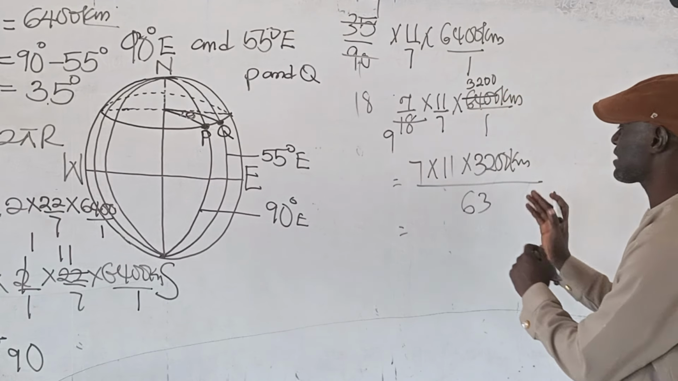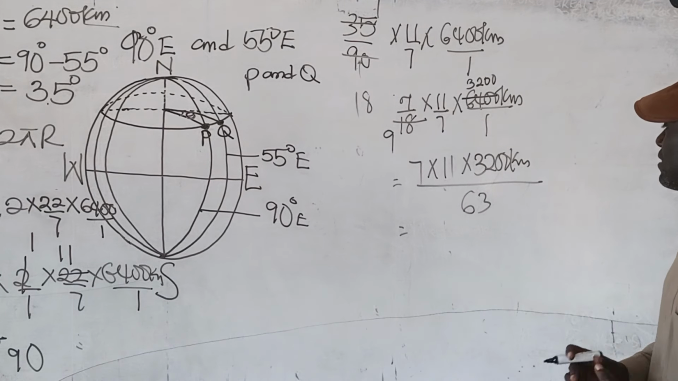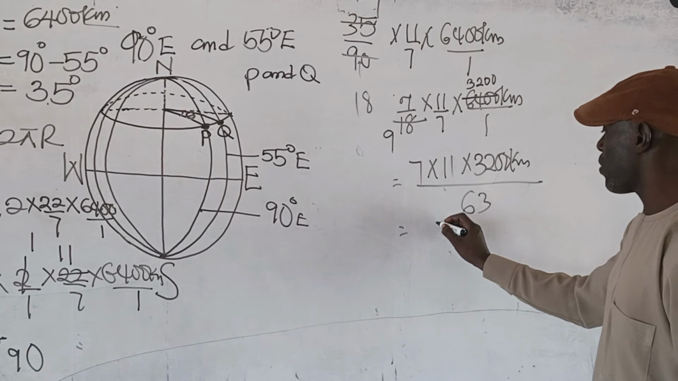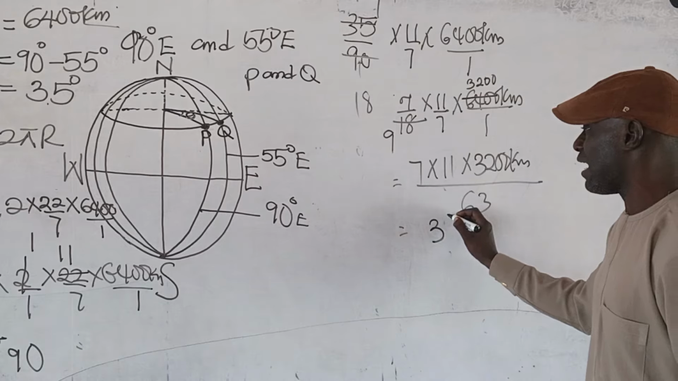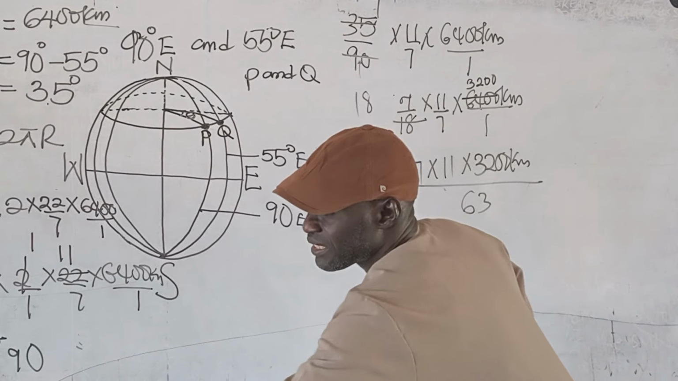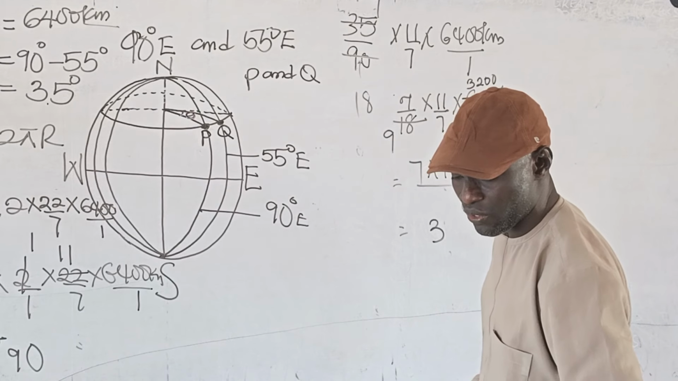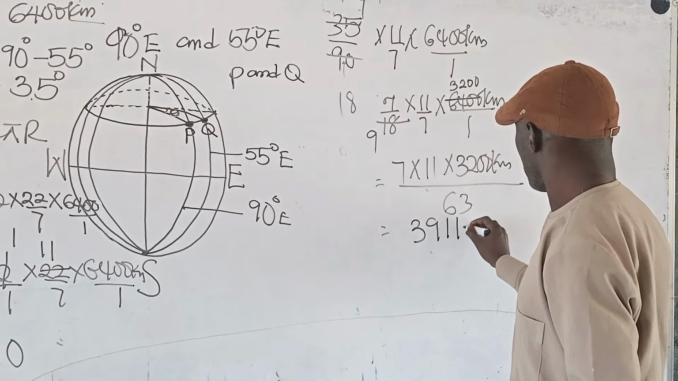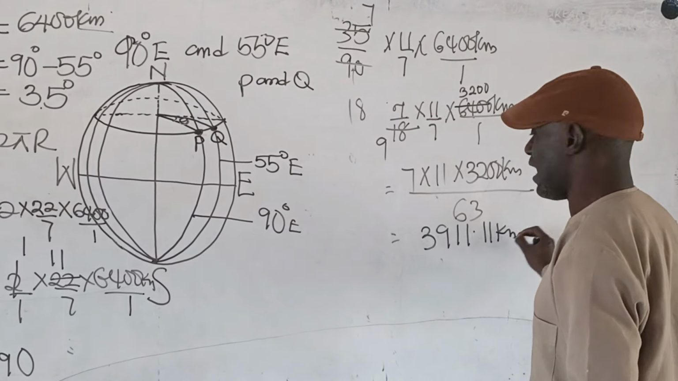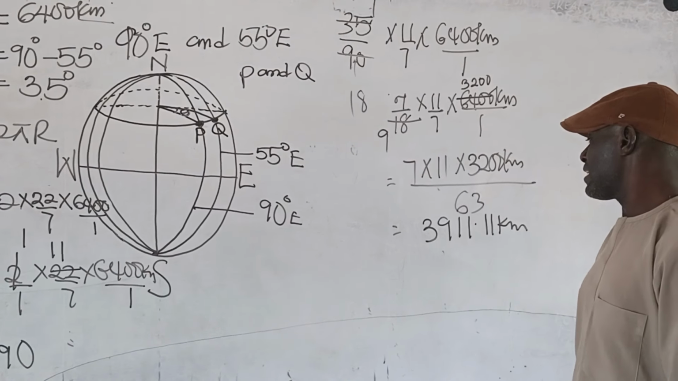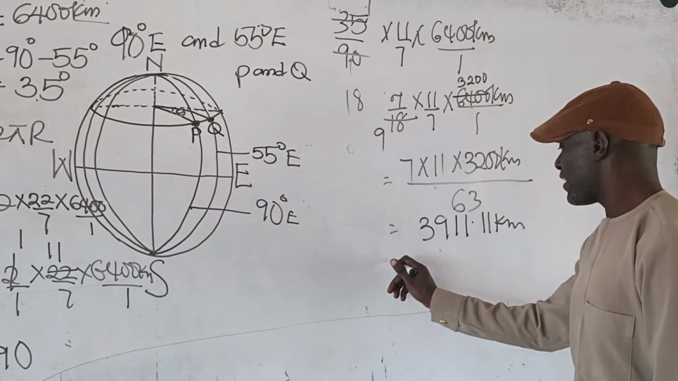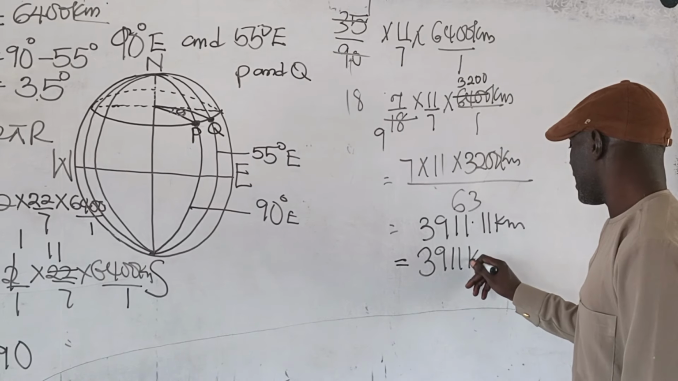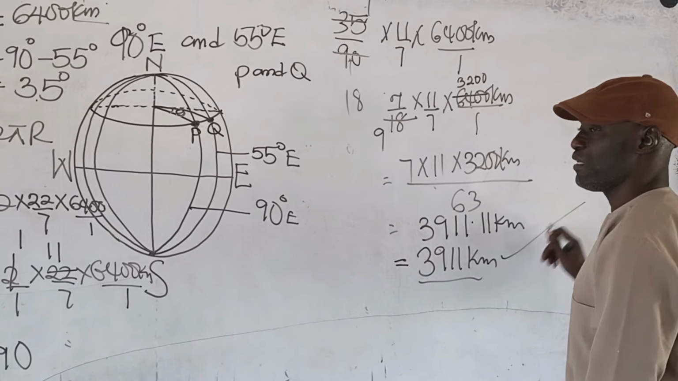By the time we work on this, 7 times 11 times 3,200 divided by 63, what we are going to have as the final result is 3911.11 km. So this result, our final answer for this, is 3911 kilometers. That's going to be the final answer for this.